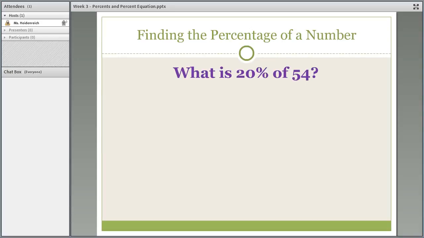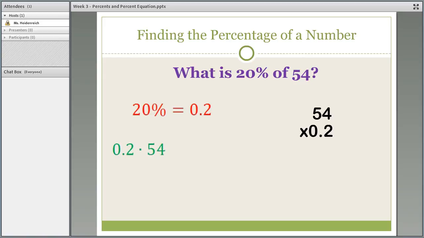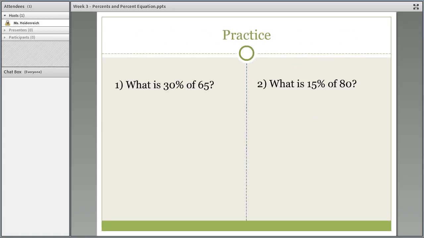Okay, I've got another example here, 20% of 54. So we've got 20%, and we're going to change that to a decimal to 0.2, and we're finding 20% of 54. So we need to multiply 0.2 times 54. And again, I'll take you through the multiplication. You would get 4 times 2 is 8, and then 5 times 2 is 10. And then we would end up with one decimal point at 10.8. So our answer is 10.8.